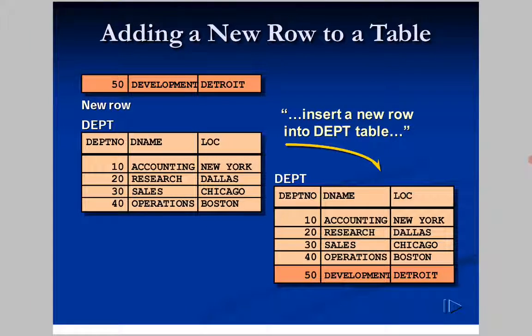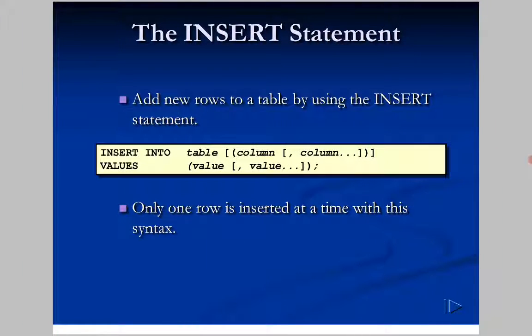So adding a new record, or adding a new row to a table. How to add a new record? By using the INSERT INTO command. INSERT INTO some table name, within brackets column 1, column 2, column 3 like that, VALUES value 1, value 2, value 3 like that. So this is an example of using the INSERT INTO command.